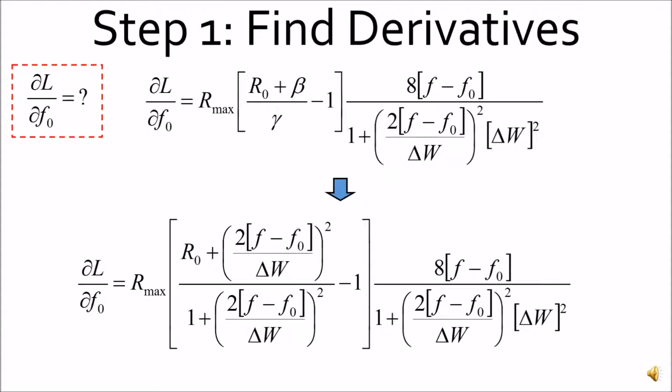That's how you evaluate dL over df naught. You can use a very similar technique to evaluate dL over d delta w, and then once you have these parameters evaluated, these derivatives, you can evaluate your Jacobian and carry on fitting as in the original video.